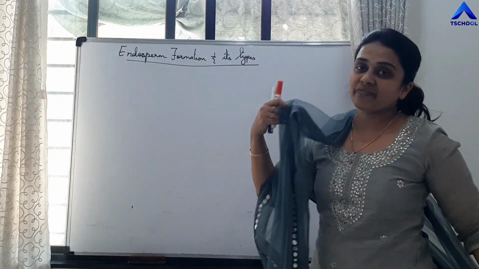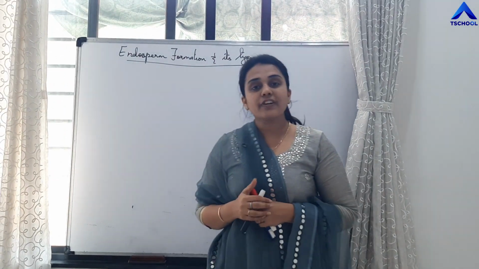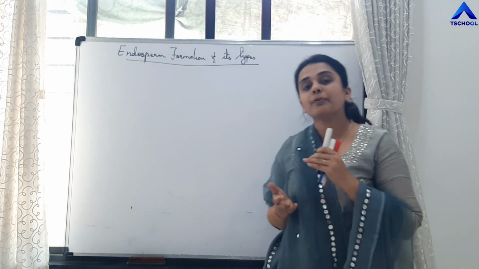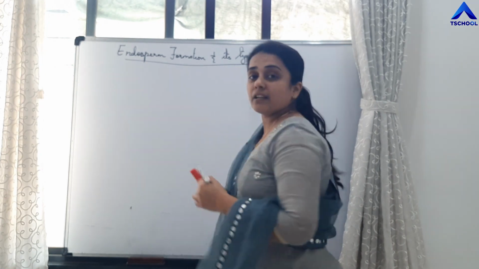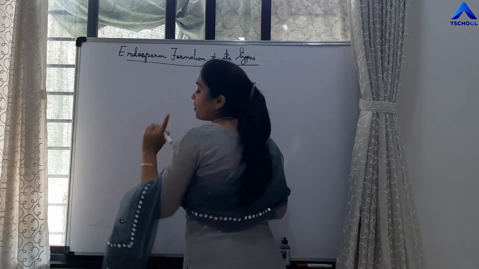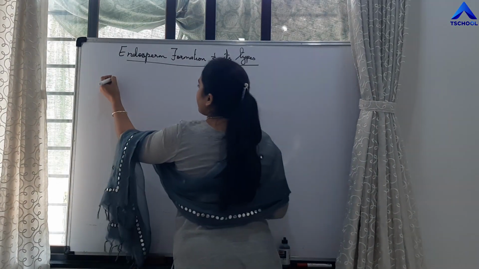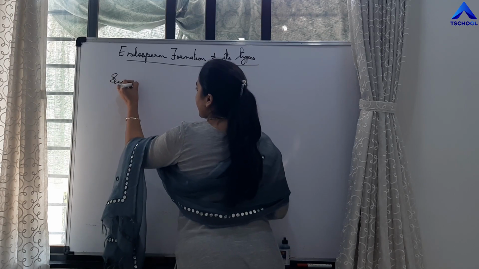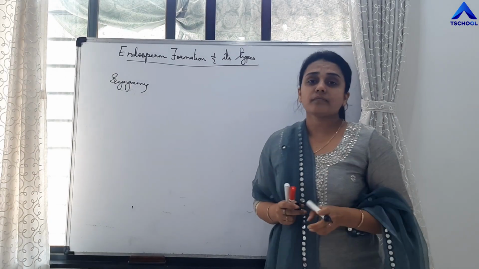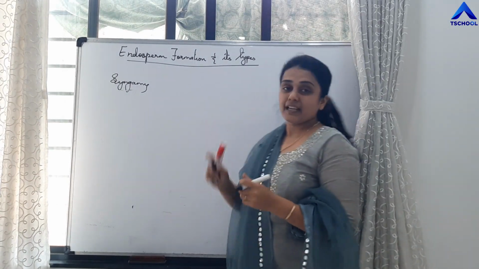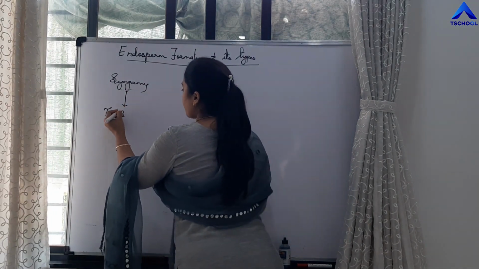Students, in the last lecture we studied the event of fertilization. We studied pollen-pistil interaction, which is followed by fertilization. If we quickly revise, fertilization consists of two events, syngamy and triple fusion. The first event is syngamy, the fusion of the male gamete and the female gamete. The second event, which follows syngamy, is triple fusion.